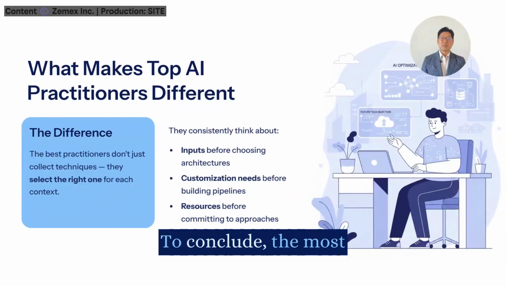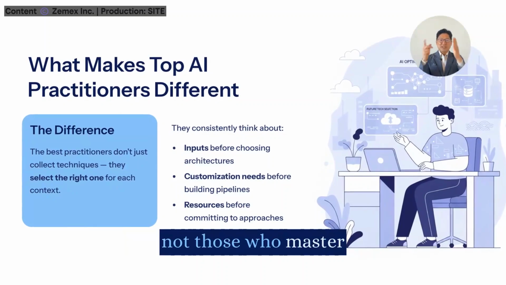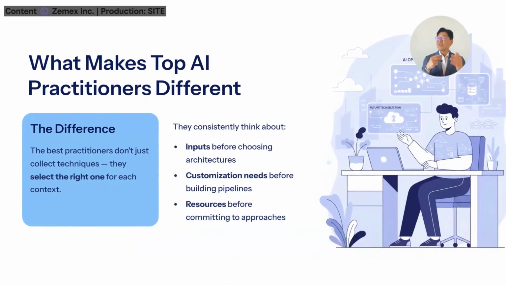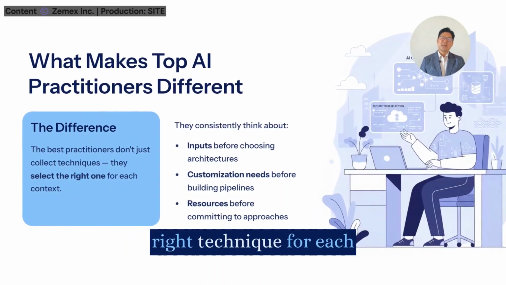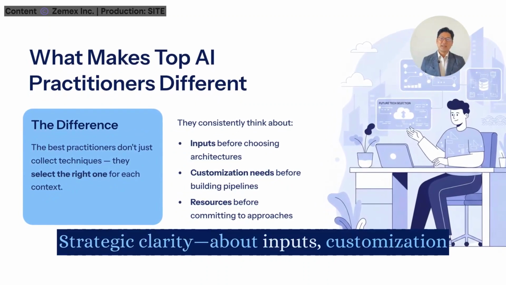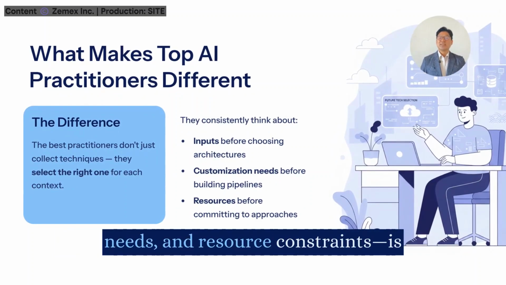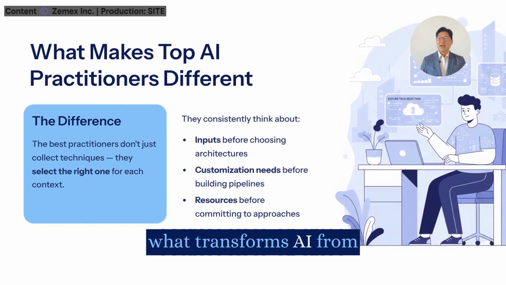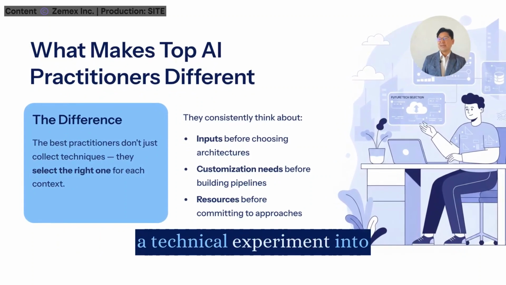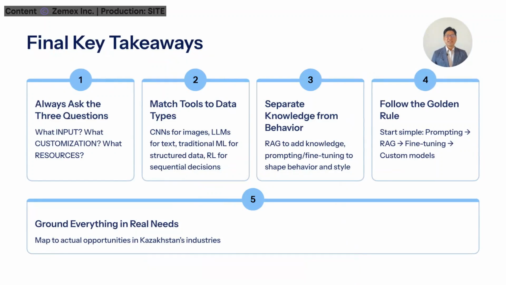To conclude, the most successful AI practitioners are not those who master every technique, but those who consistently select the right technique for each problem. Strategic clarity about inputs, customization needs, and resource constraints is what transforms AI from a technical experiment into a sustainable business. Let's summarize the key takeaways.